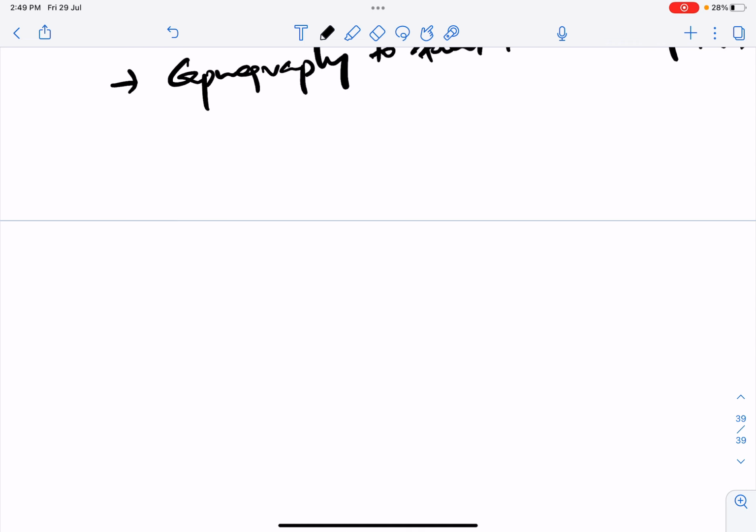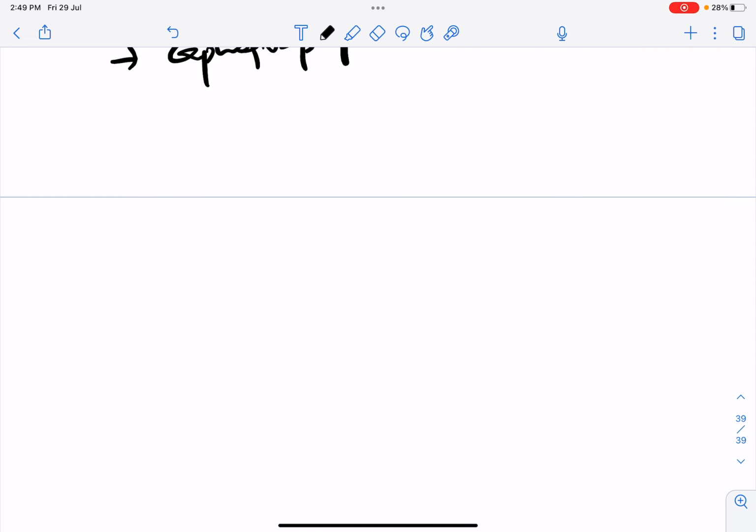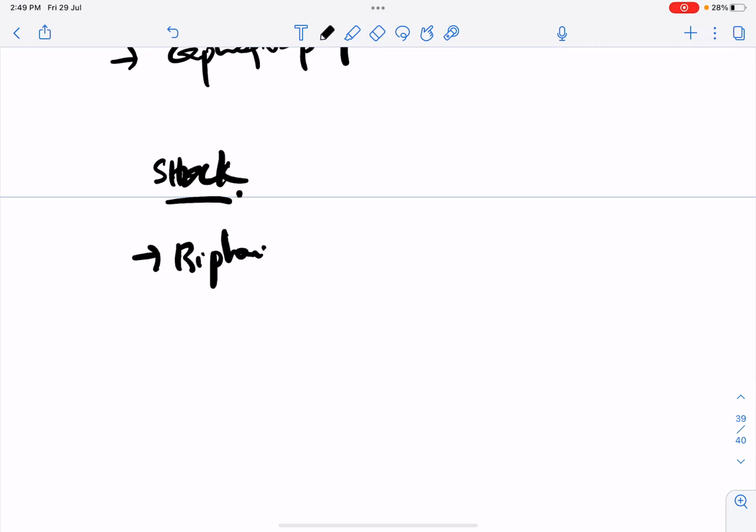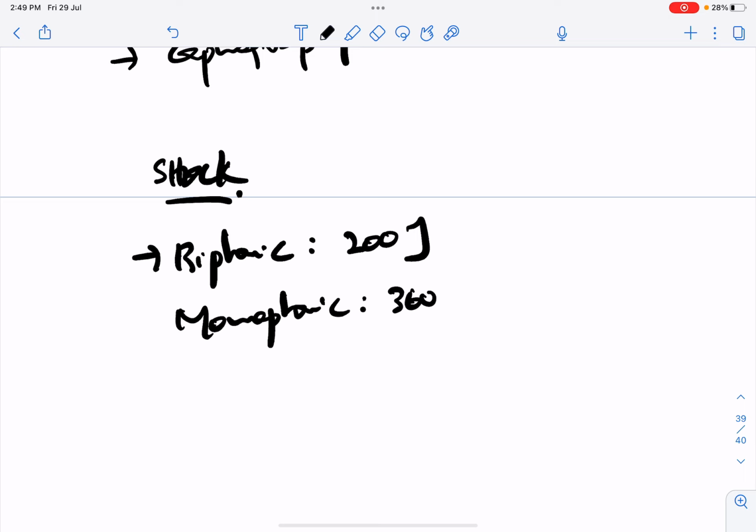Now, regarding the shock delivery, I have already told you: for defibrillation, in a biphasic defibrillator it is 200 joules, and in a monophasic defibrillator, it is 360 joules. For cardioversion, the joules are different for different rhythms. We will discuss that in a separate topic.